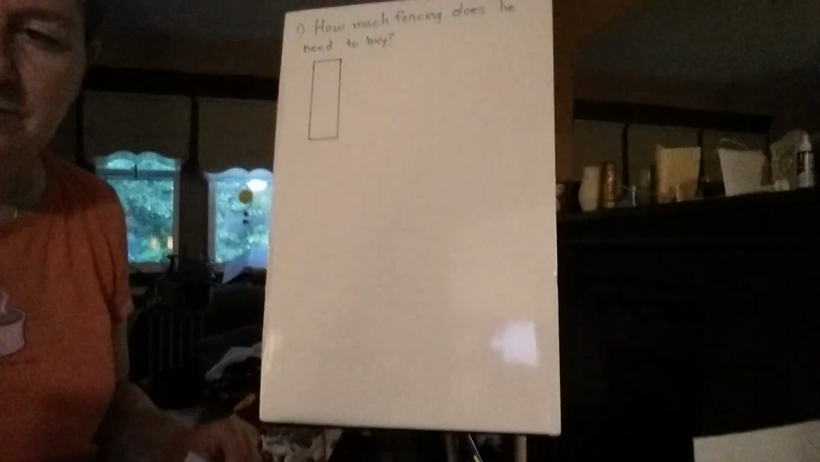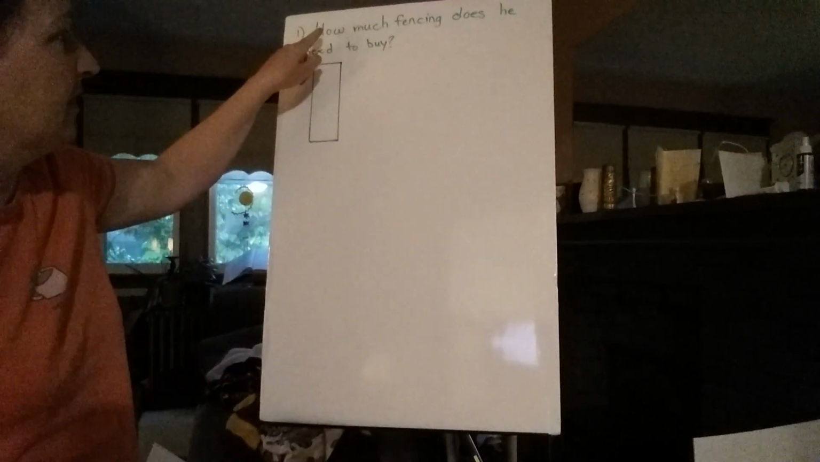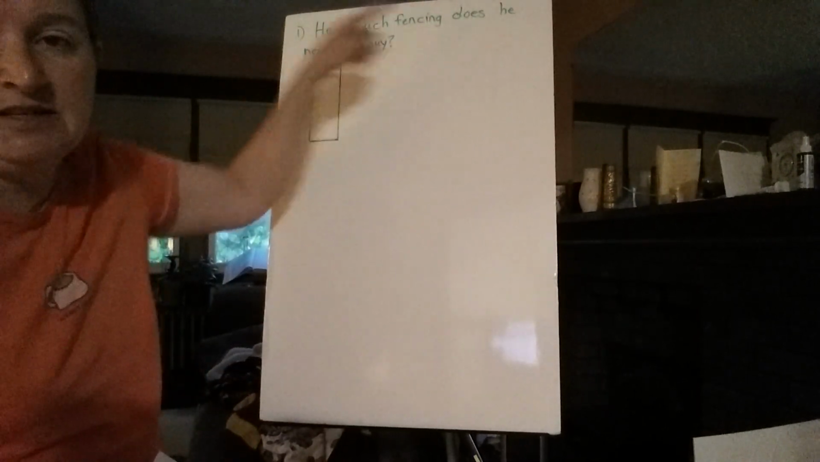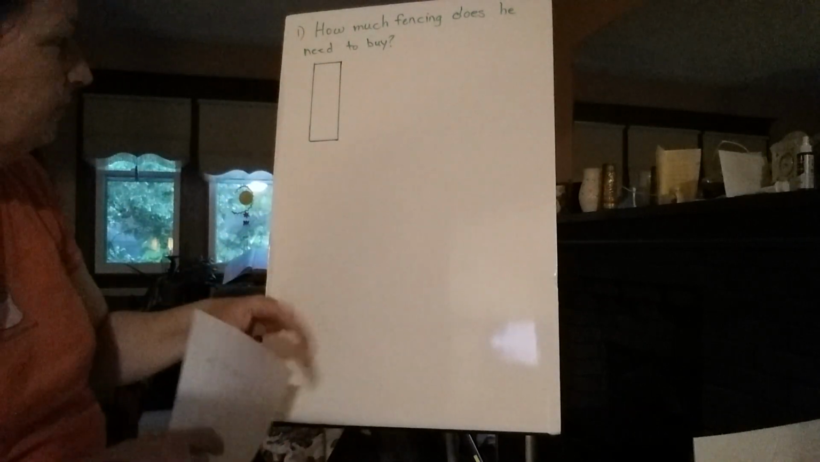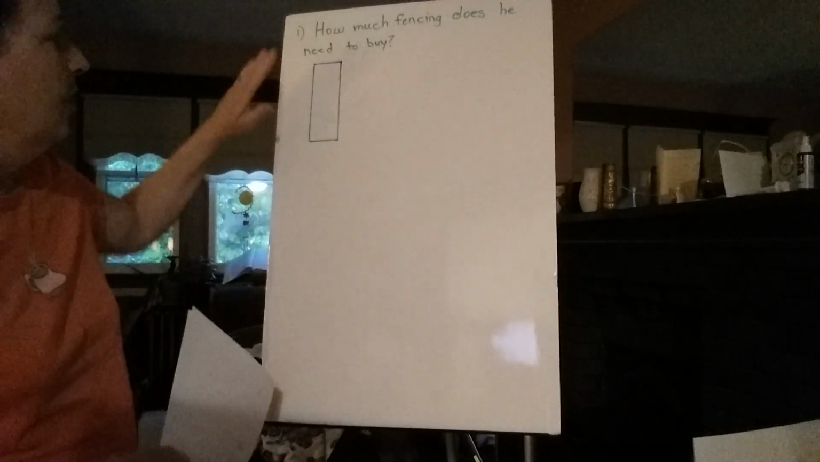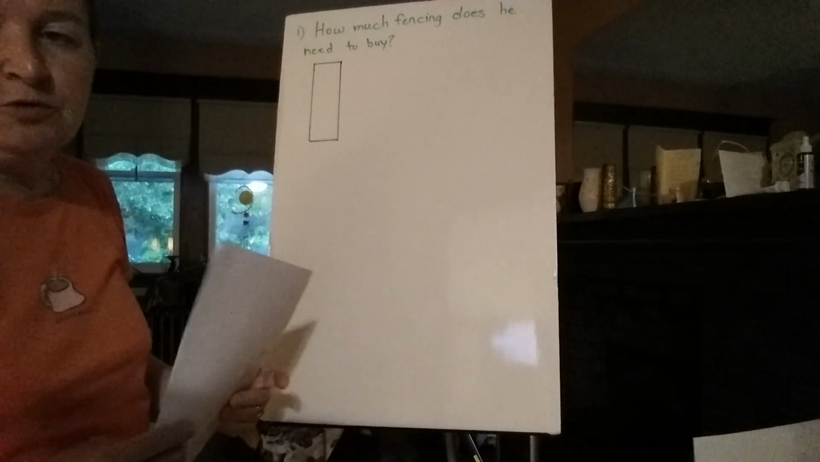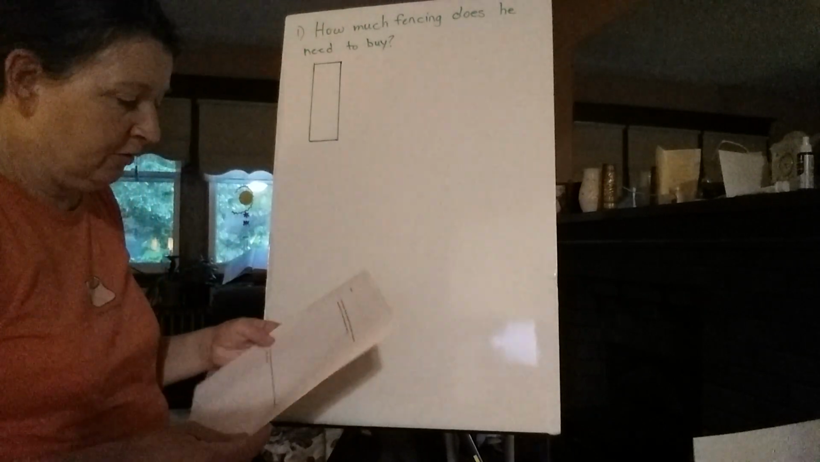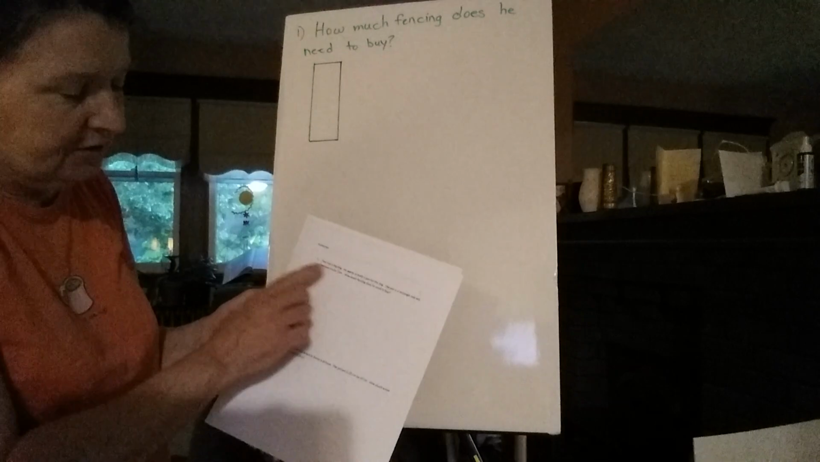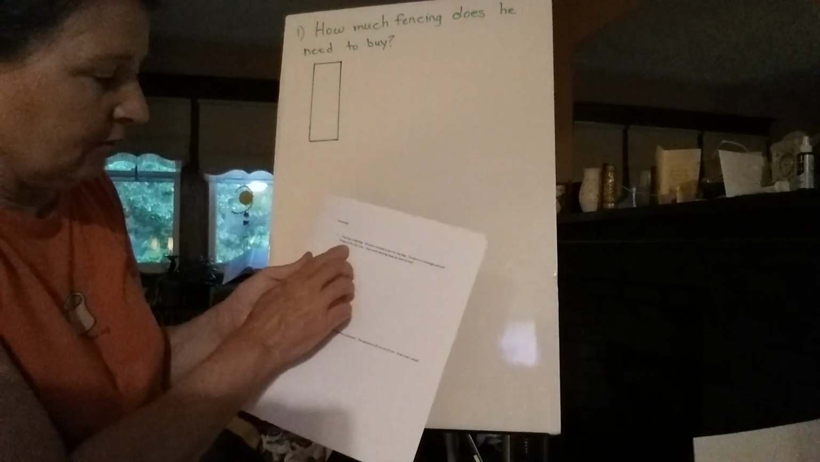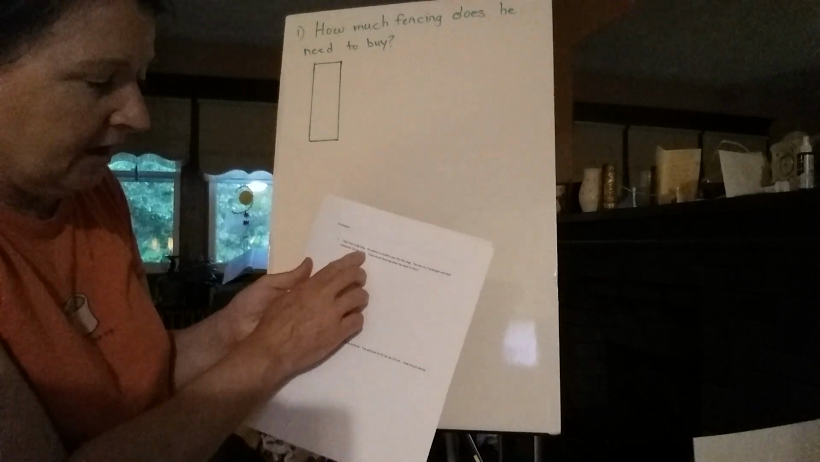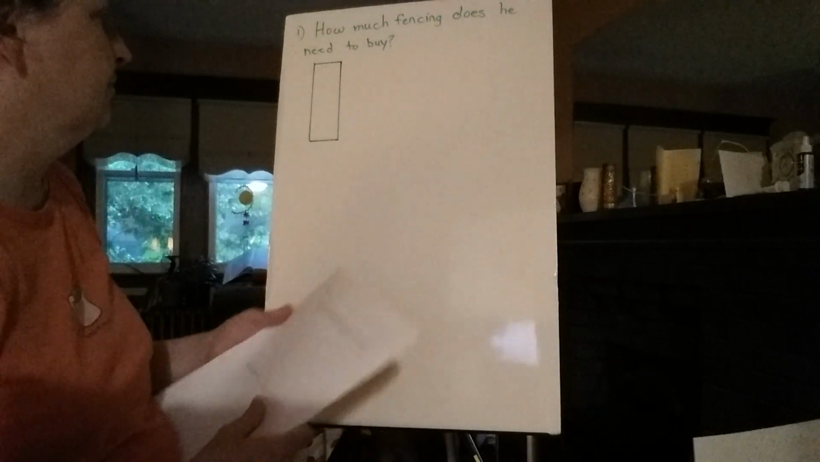Well, the first thing we want to do is figure out what the question is asking us. It is asking us how much fencing does he need to buy? There's the rectangle. Drawing a picture often helps you visualize a question much better. And what measurements did we say we had for our rectangle? 5 meters and 15 meters.